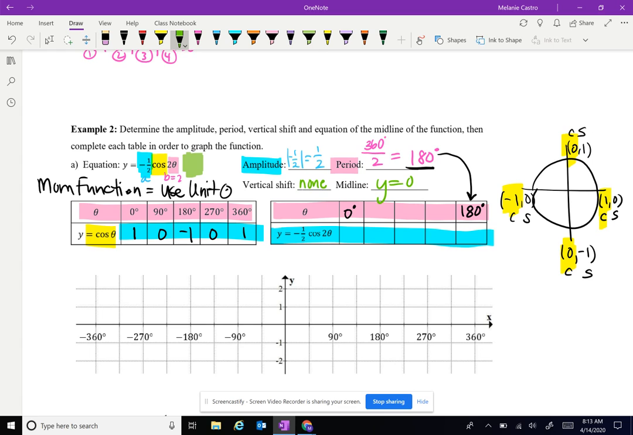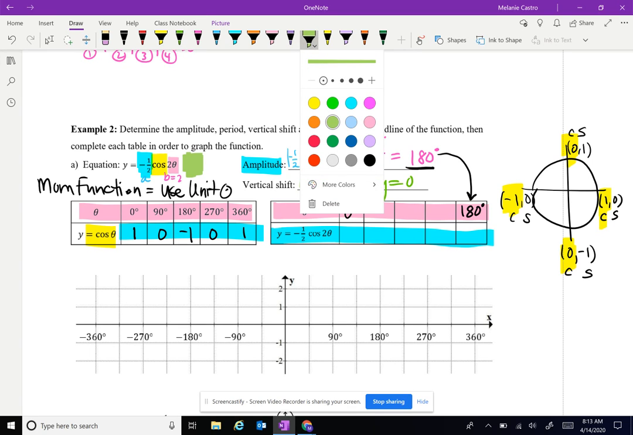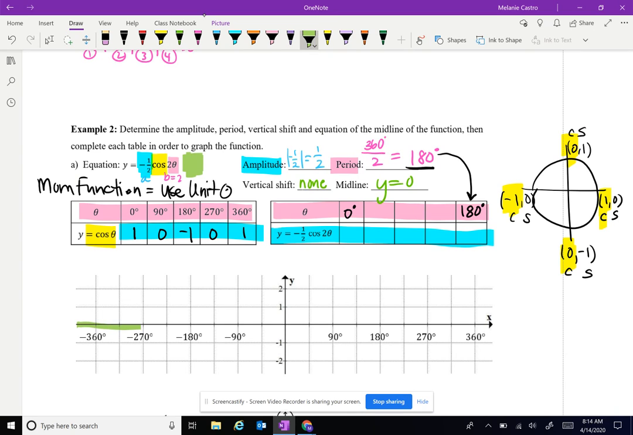So if we look on our graph, what it's telling you is that the middle line, there's the midline, and that is an equation. Yes, it is the x-axis, but we would say it's like y is equal to 0.